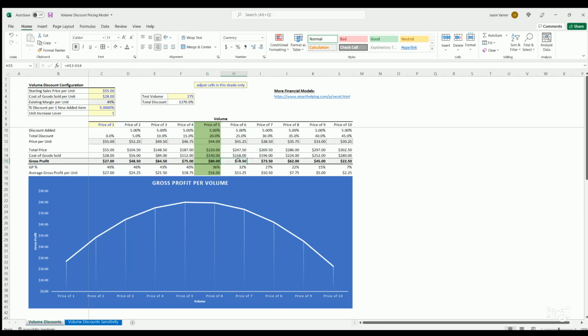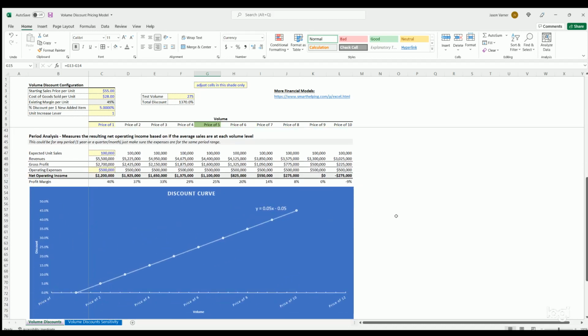So you don't want to go down in your total gross profit of the volume bucket. You can see here you're going up, up, up, and then it stops going up. Now it peters out. So this is a nice curve to show that. And then I also did an analysis down here where you can say if your expected unit sales are X, and this shows you what your expected net operating profit or net operating income would be if your average sales are at each bucket level.